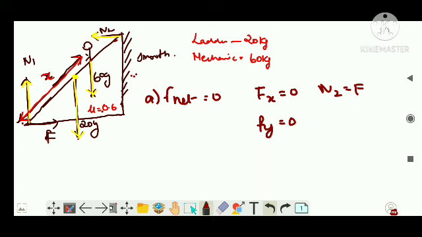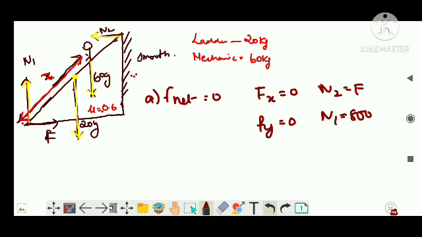Similarly, what are the forces in the y direction? This is N1, and there are two forces downwards, which are 20G and 60G. That is, I can write it as 80G, and with G taken as 10, it becomes 800. So N1 is equal to 800. Keep that as it is.